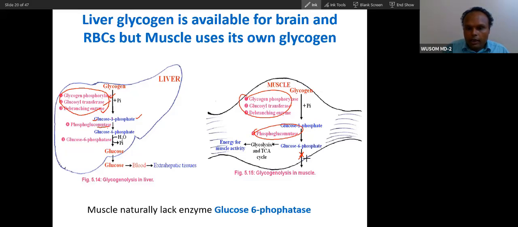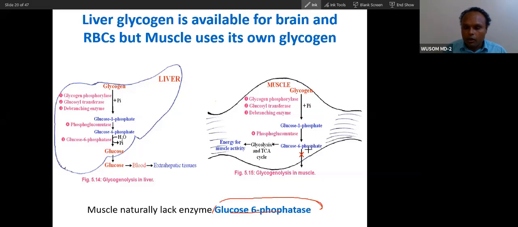But the process becomes different here. Why? Because muscle normally does not have this enzyme, glucose 6-phosphatase. Because of that, glucose 6-phosphate, as you know, being phosphorylated glucose, is not permeable. That is why it cannot cross the membrane, and it will stay inside the cell.